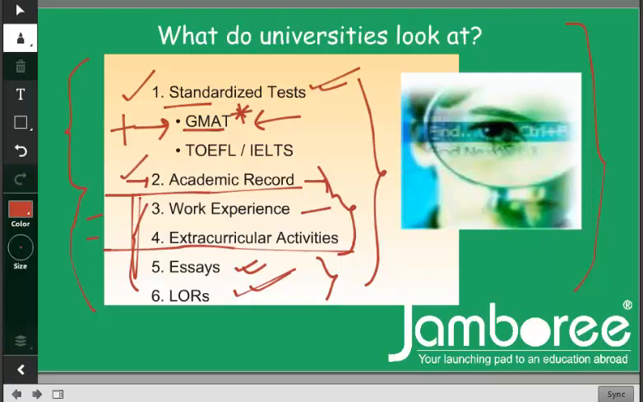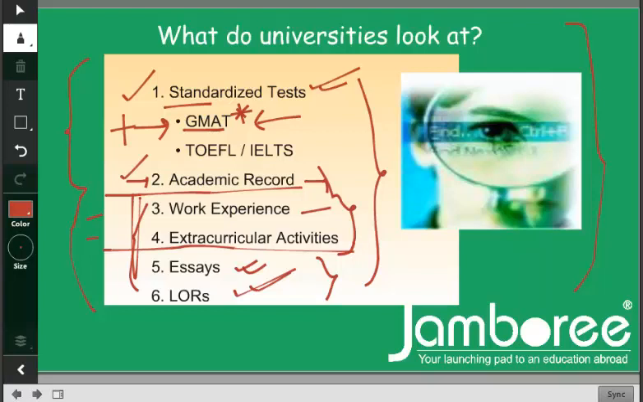Mihir, your question is profile for MBA versus profile for MIM. Any major difference? Yes. See, MIM is a degree for which you do not need any kind of work experience or any kind of industry exposure. So the weightage given to academics is far higher.